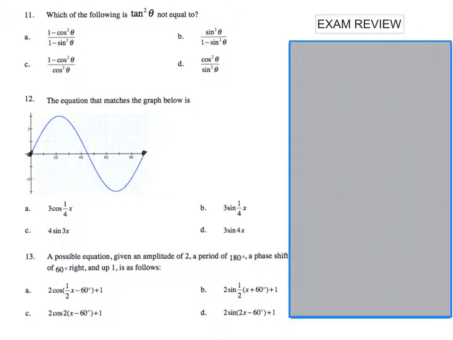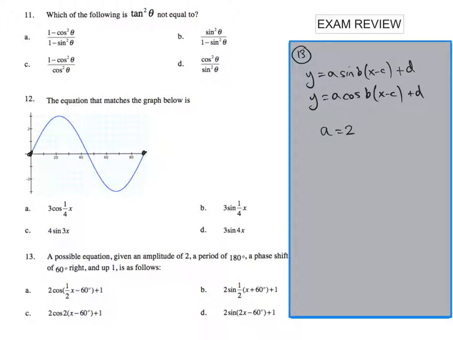Question 13 is an interesting question. So we know that we've got y equals a sine b bracket x minus c plus d, or it could be cos, of course. y equals a cos b bracket x minus c plus d. So the first clue is the amplitude is 2, so we know that a equals 2.